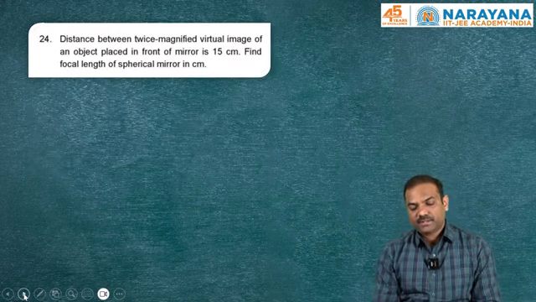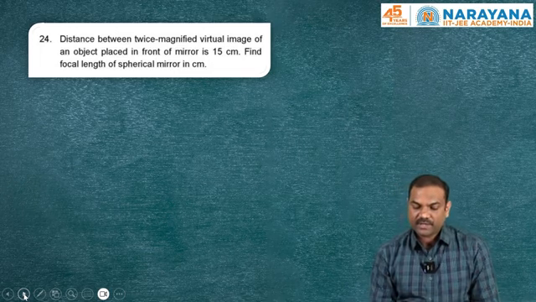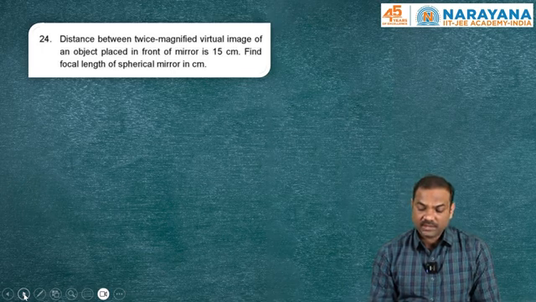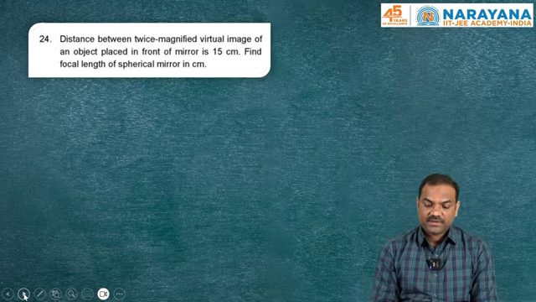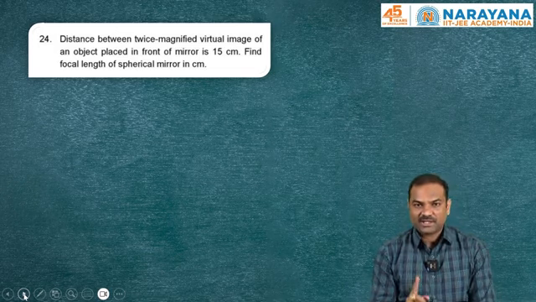So here we go with the next question. The distance between a twice magnified virtual image and an object placed in front of a mirror is 15 centimeter. Find the focal length of the spherical mirror, they are asking. This question, very logically they asked.